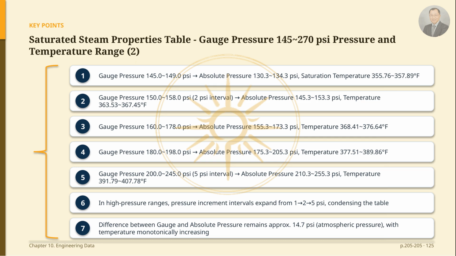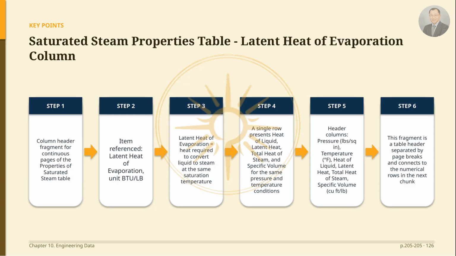The difference between gauge pressure and absolute pressure remains constant here at approximately 14.7 psi, which is atmospheric pressure, and the temperature increases monotonically. I'd like to introduce the column configuration of the saturated steam properties table. This table contains various physical properties of steam in a single row for a given pressure and temperature in a saturated state. The column indicated in this segment is the latent heat of evaporation, which represents the heat required for evaporation, with the unit being BTU/pound.